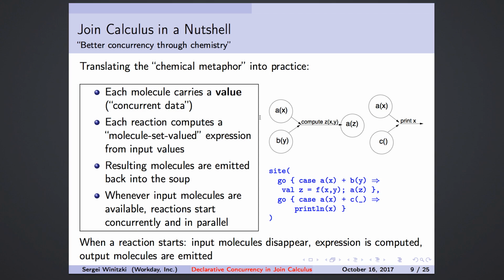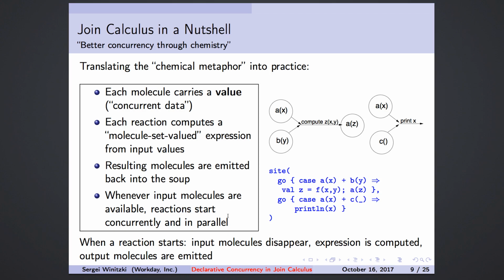Now each molecule A, B, C, and so on will be statically typed. So the type of value is fixed. Let's say C has unit type and A has, let's say, integer type, X. So then this reaction will just print this X and emit no molecules as a result. So this is an example of programming in join calculus. So actually, I have described everything. That's it.